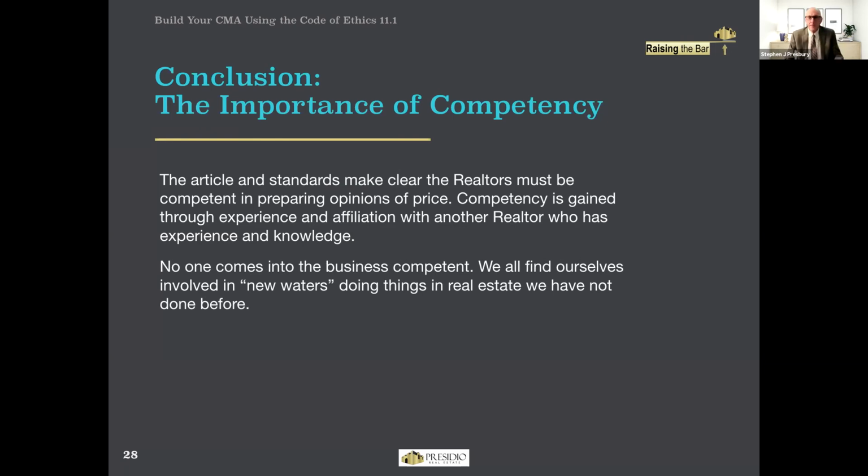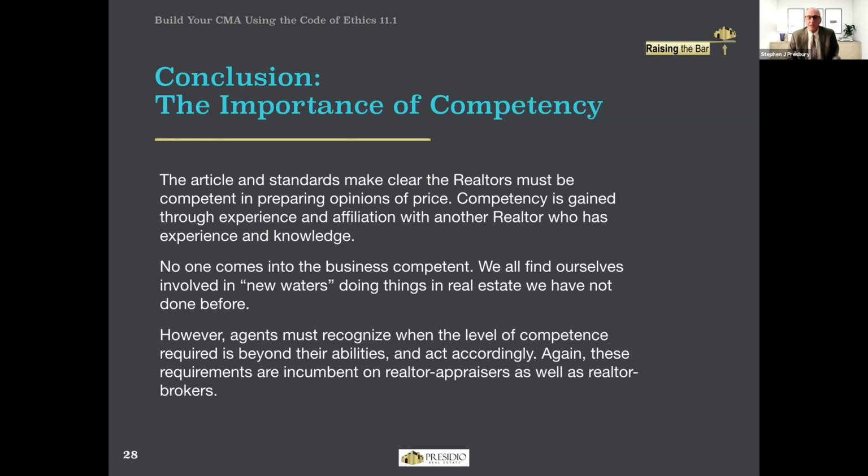We are all learning. We all find ourselves involved in new waters, doing things in real estate we would not have done before. And often when we're dealing with a CMA, it's a new project. We will not have done something the same previously. They're all different.